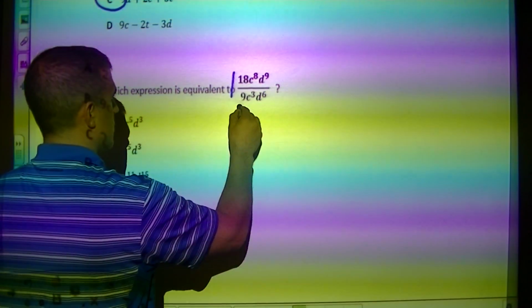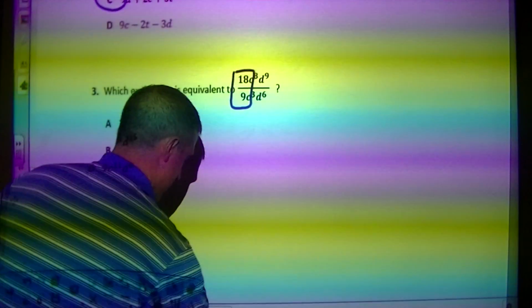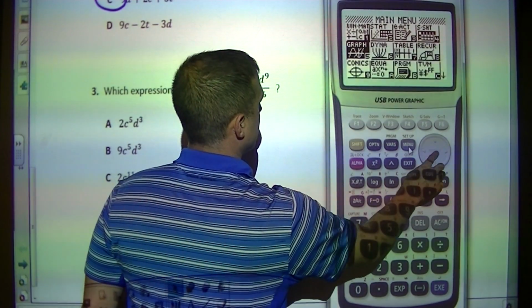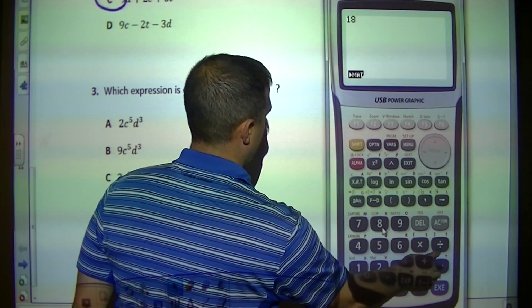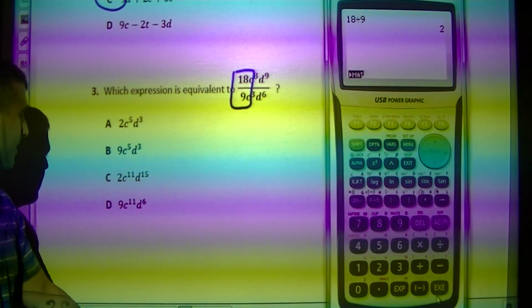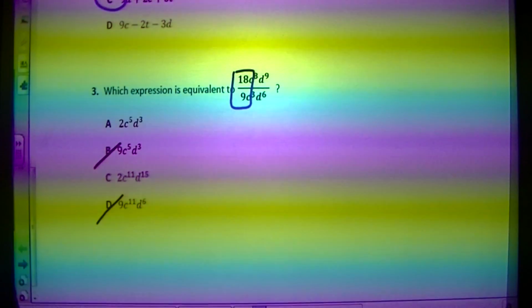Moving on to this one, all right? What you do here is you divide those, okay? So what I would do, go to menu, all right? 18 divided by 9, okay, is 2. So I can eliminate some answers here. I can eliminate this one, I can eliminate this one.